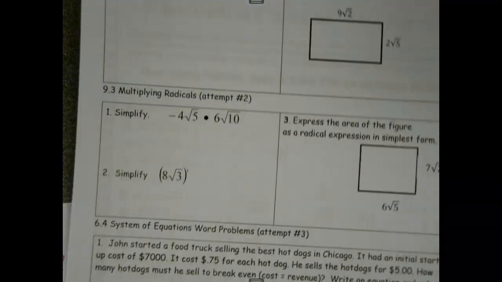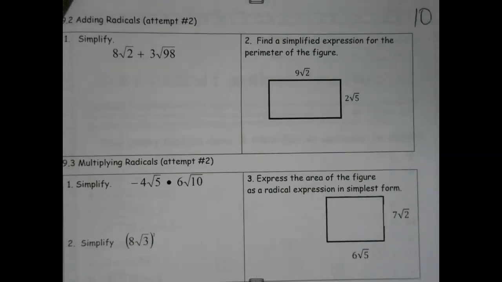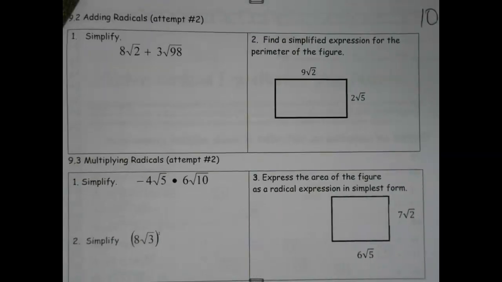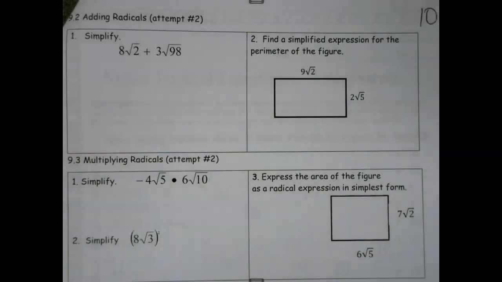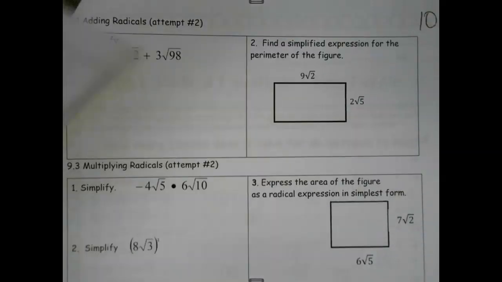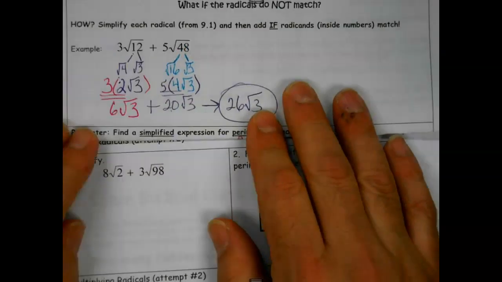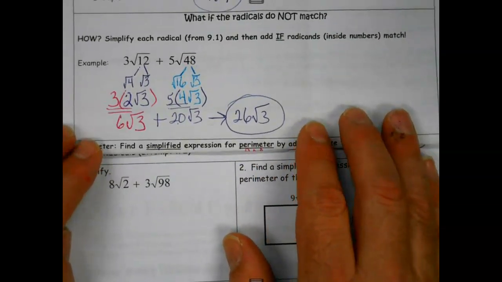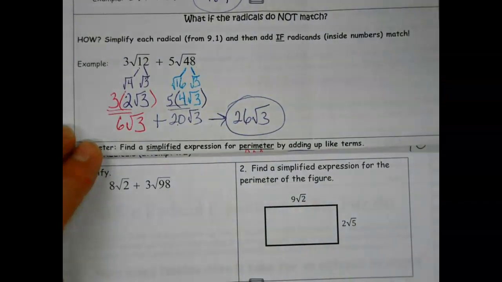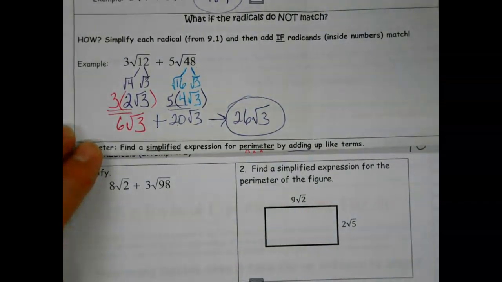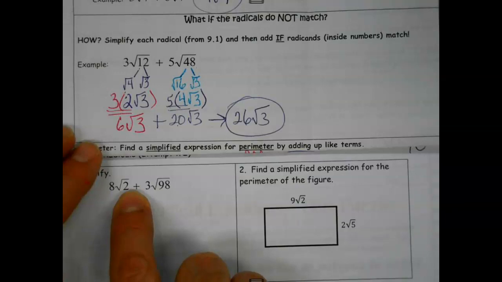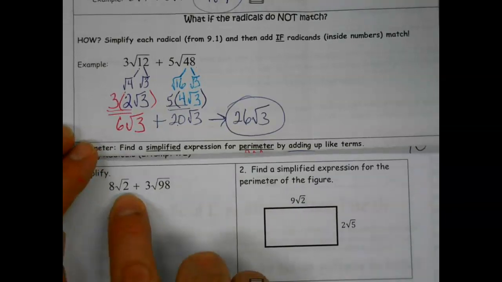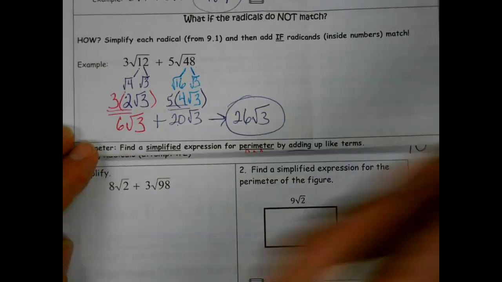All right, let's see here. Adding radicals. Do I have help for this? I have help for this. So we need to try and simplify things. Now, if they don't simplify, because I'm looking at my list, and there's nothing that goes into 2, leave it alone.